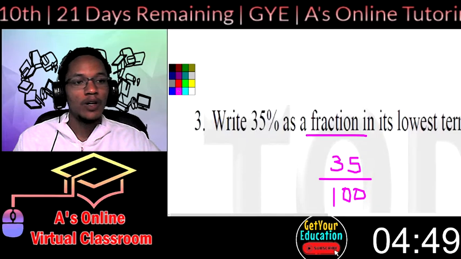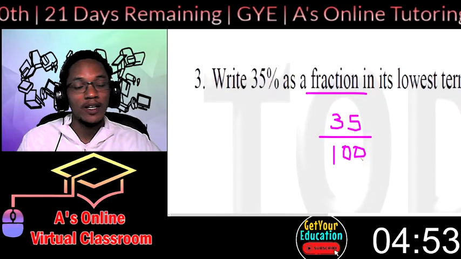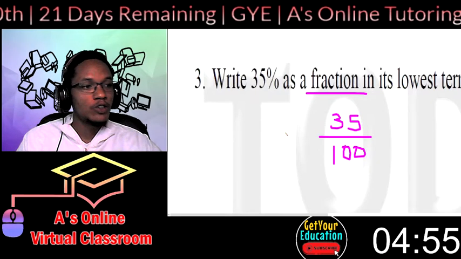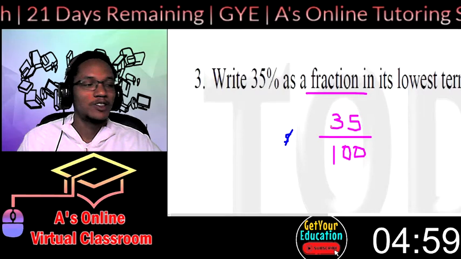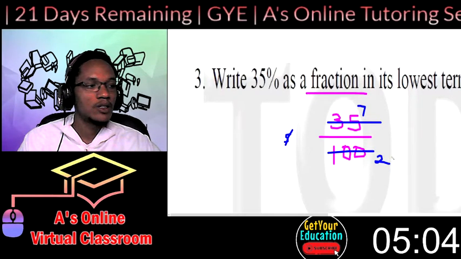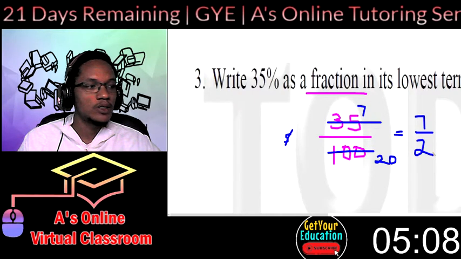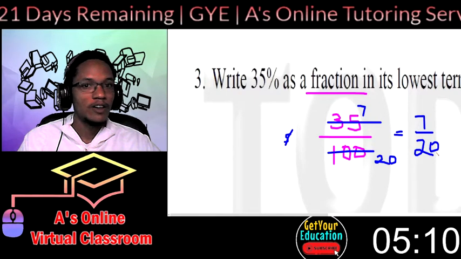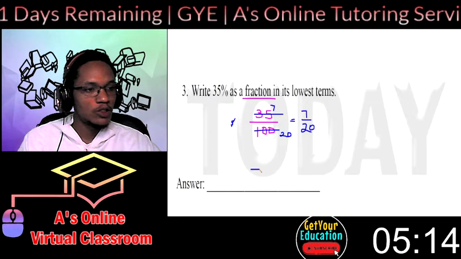Alright, but we know we cannot leave a fraction in a form where it can be reduced, so we're going to reduce these two numbers using 5. 5 into 35 is 7, 5 into 100 is 20. So we remain with 7 over 20. Alright? And that's the fraction in its lowest terms.